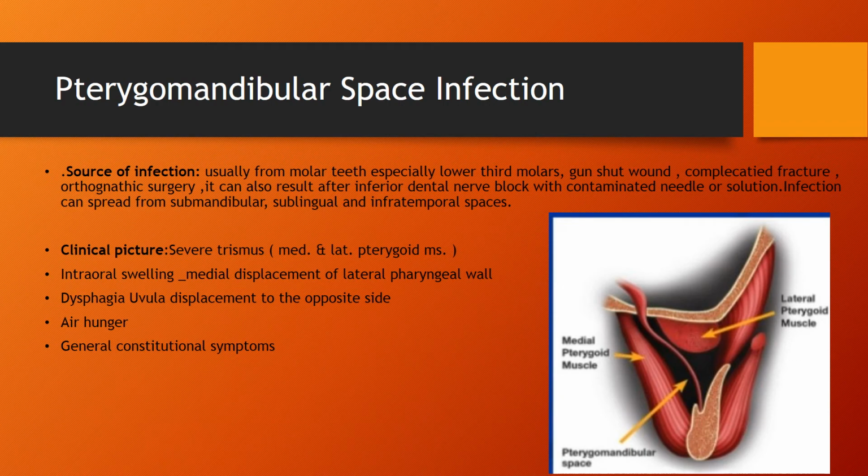The source: molar teeth, especially lower third molar, gunshot wound, complicated fracture, orthodontic surgery. Or it can also result after an inferior dental nerve block with a contaminated needle or solution. Infection can spread from submandibular, sublingual, and infratemporal spaces. Clinical picture is severe trismus, intraoral swelling, dysphagia, air hunger, and general constitutional symptoms.